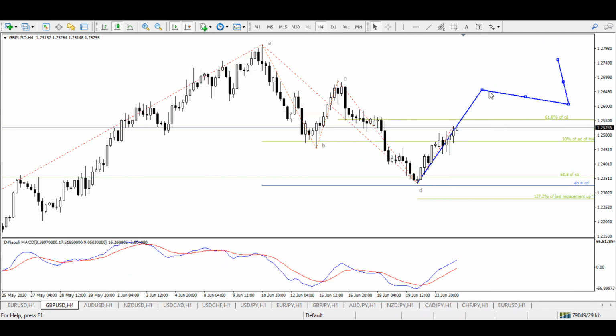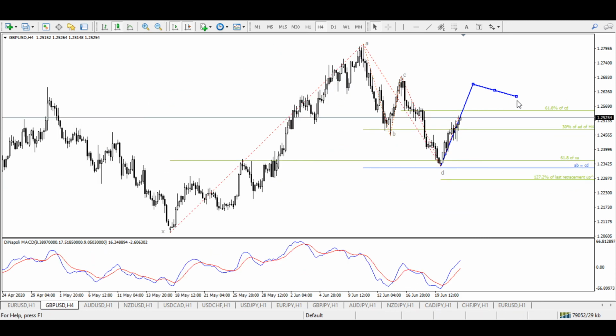And if the bearish scenario will be developed, then this will be something like this. It will keep going down, then it will be three drive. It can return from here.